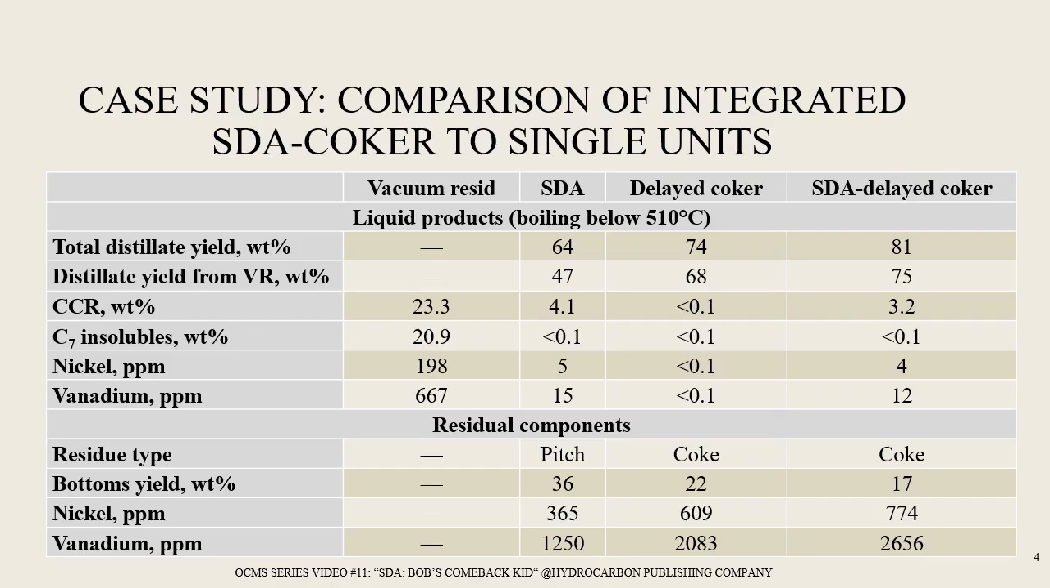This table shows properties of liquid products and residual components from a case study comparing the operations of an integrated SDA coker scheme to a plant with just a coker and a plant with just a solvent deasphalter to upgrade vacuum resid streams. Note: the properties of the liquid products produced by each of these three configurations are based on the vacuum residue of a heavy Orinoco crude.